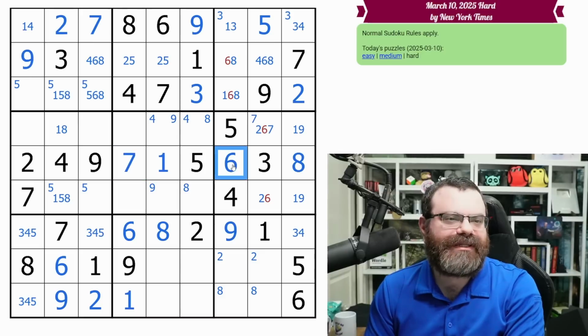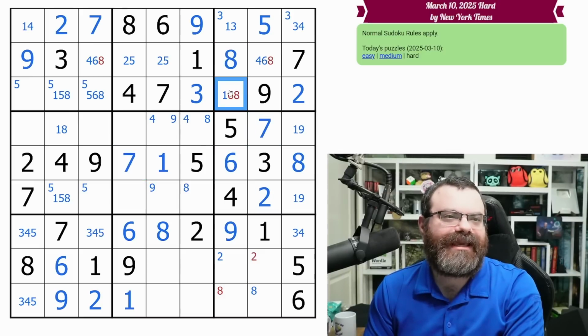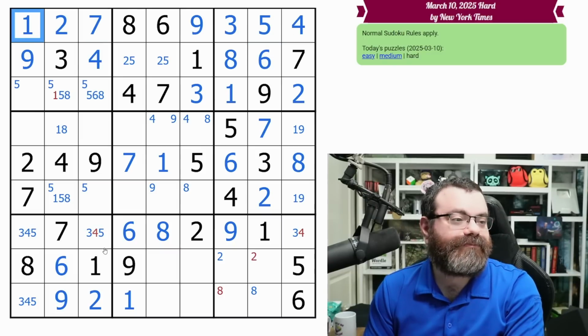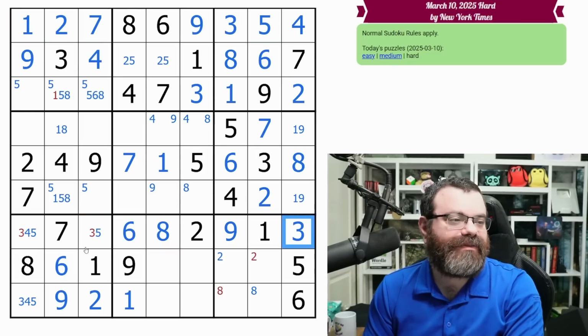We get the 7 and the 6 here. Getting the 2 and the 7. We get the 8 and the 1. And the 3 and the 4 and the 6. I might not scan it because I think we're almost done. We have the 4 and the 1. This can't be 4. We get the 3, 5, and 4.